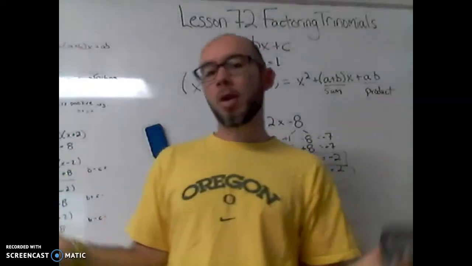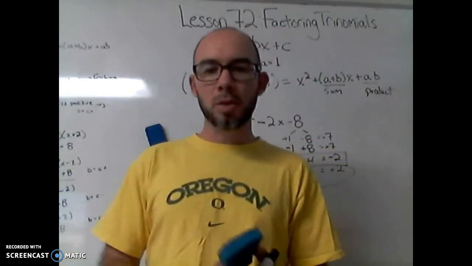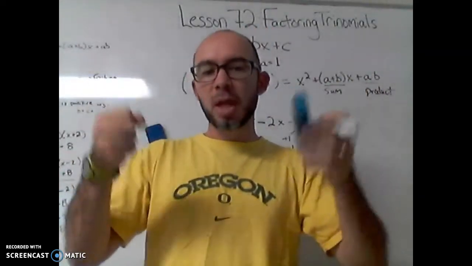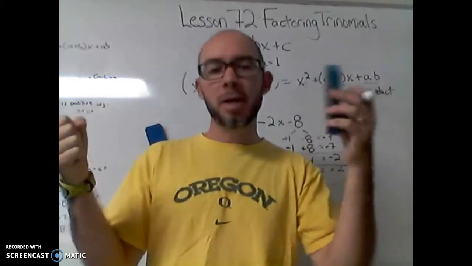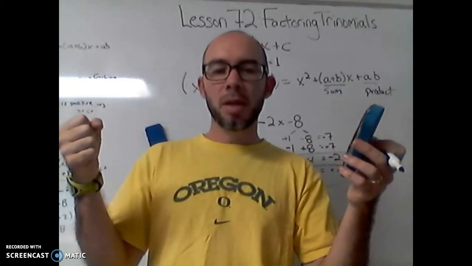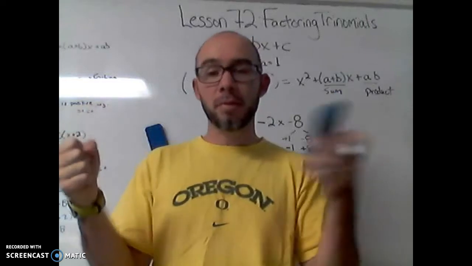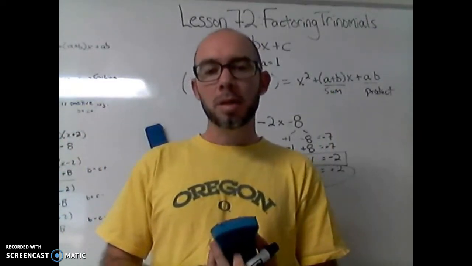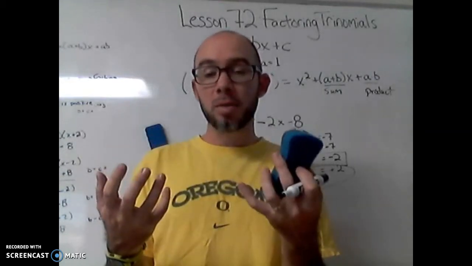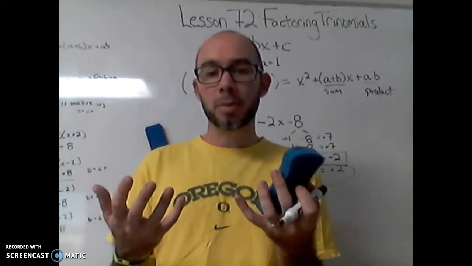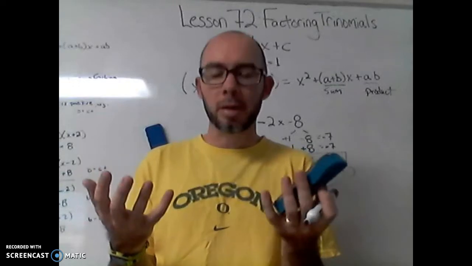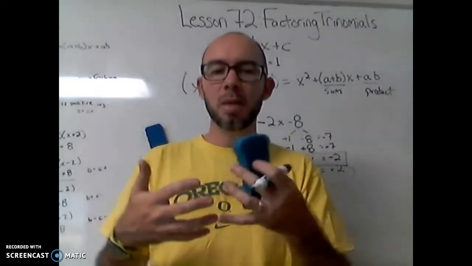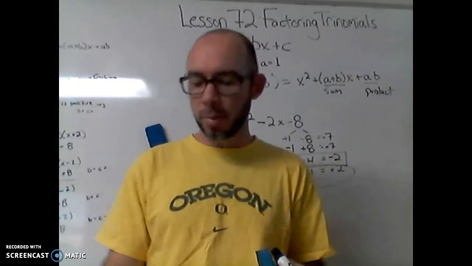Okay, so that's kind of all the different possibilities that you could do. Both negative, both positive, one negative, and then the middle piece being either positive or negative as well. All of them are just taking that last number, c, and breaking it down into all of its whole number factors, and then seeing what adds together to make that middle number.